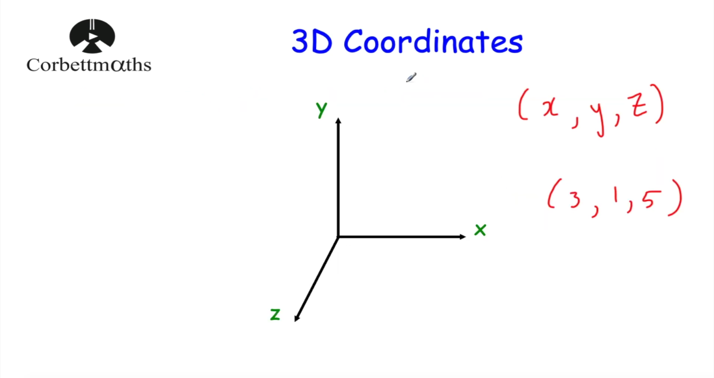So in this video, we've looked at 3D coordinates. So we've got our x-axis, our y-axis, and our z-axis. And the points will be given in the form x, y, z. We've got our x coordinate, our y coordinate, and our z coordinate.